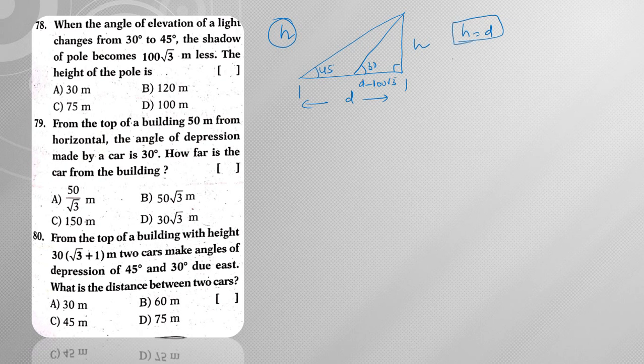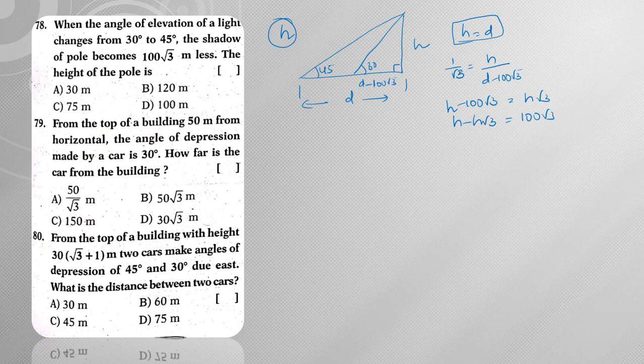In the next triangle, when I apply tan 30 degrees, 1 by root 3 is equal to h by d minus 100 root 3. But d is equal to h only, no? So I can replace d with h. Then what am I going to get? So d minus 100 root 3 is equal to h root 3. Instead of d, I can write h. So from this, what I am going to get? h minus h root 3 is equal to 100 root 3.